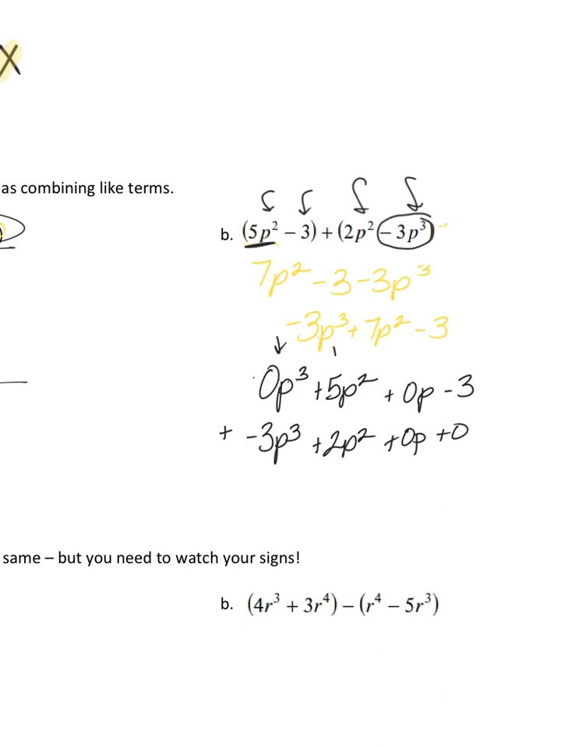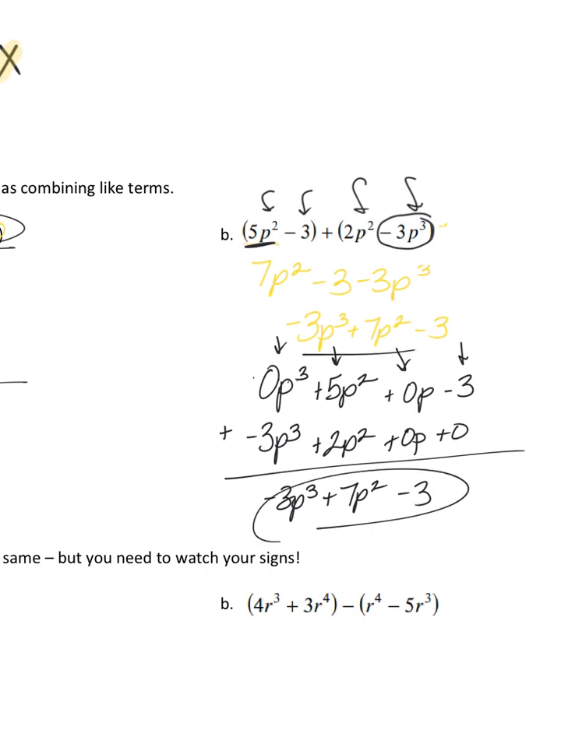And then again, you can just add your like terms vertically here. So I have negative 3p cubed plus 7p squared and then minus 3. And so either way you tackle this problem, it's totally fine. Just make sure that you write your answer in standard form where your exponents go from the smallest to the biggest. So adding polynomials is really nothing super new. It's just combining your like terms.